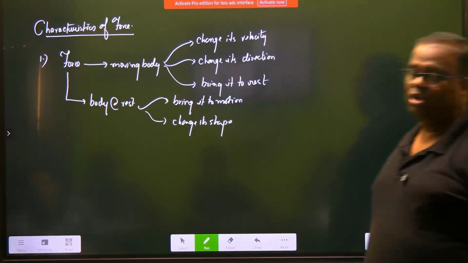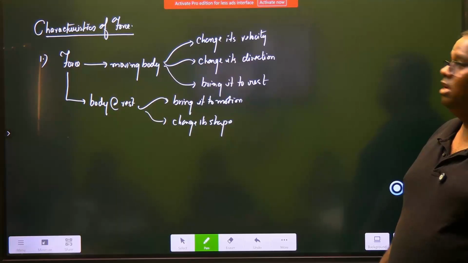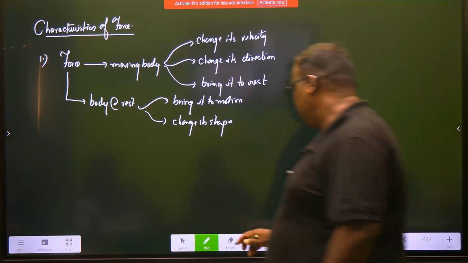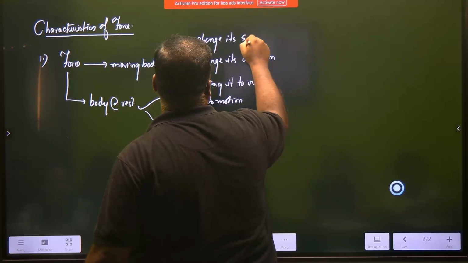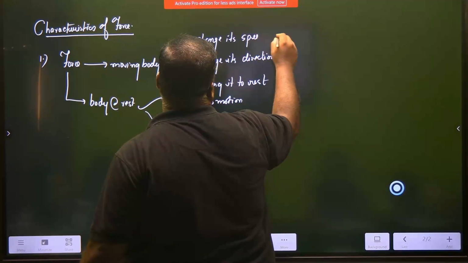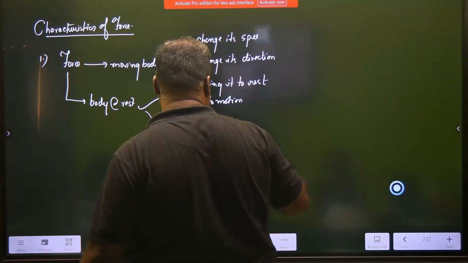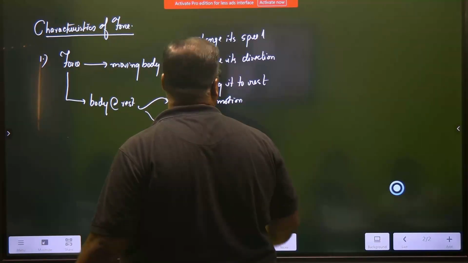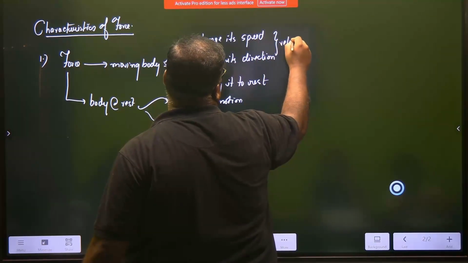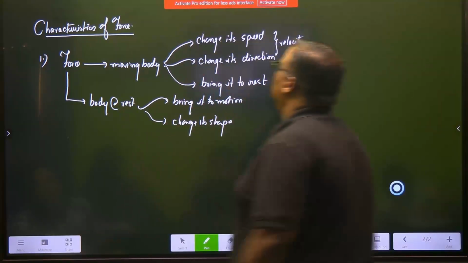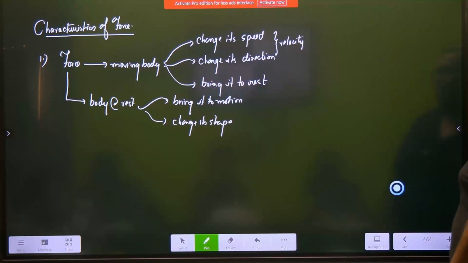Clear? A body which is moving, you can change its speed. You can also change its direction. I think Ryan has a point. So why not I make this word speed? Makes it better. And if I combine these two, it's actually velocity. Nice observation. Thank you. This is all we had studied.